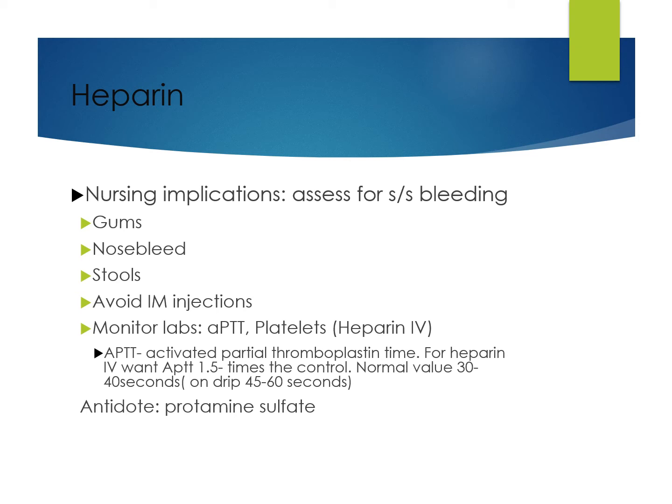An APTT is what is called an activated partial thromboplastin time. For heparin IV, the APTT should be 1.5 times the control. The normal value is 30 to 40 seconds, so you are looking at something that's going to record at 45 to 60 seconds. The antidote to heparin IV is protamine sulfate. Knowing what those antidotes are is very, very essential. Coumadin, which is the therapeutic form of heparin, is going to have vitamin C as its antidote.